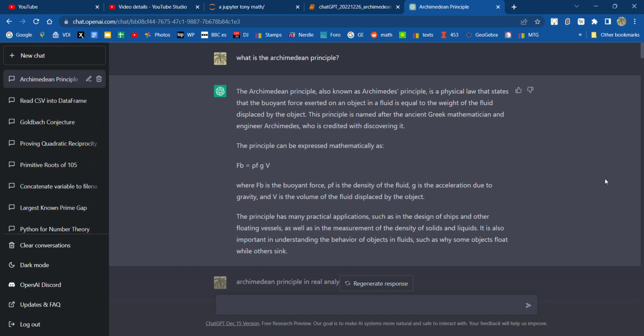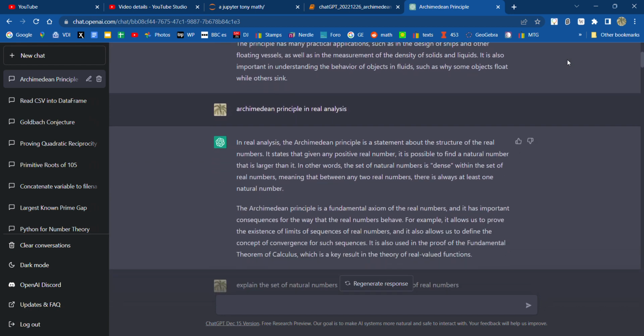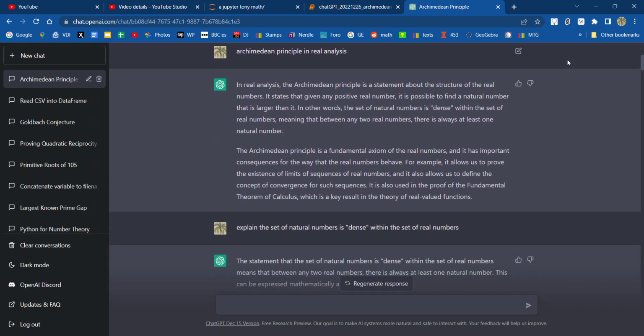I've done a little more work with ChatGPT this time because I've started to work on real analysis. I asked about the Archimedean principle. I first made the mistake of just asking the question in a very general way. And of course, it's an Archimedean principle for the displacement of fluids. But what I really meant was the Archimedean principle in real analysis.